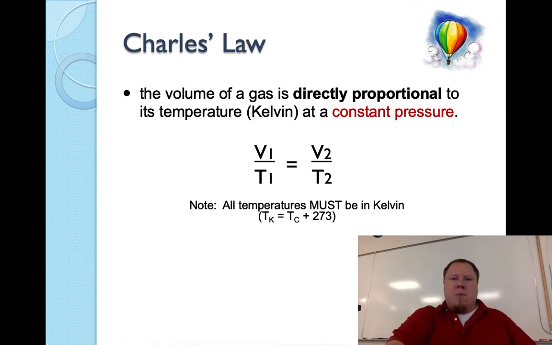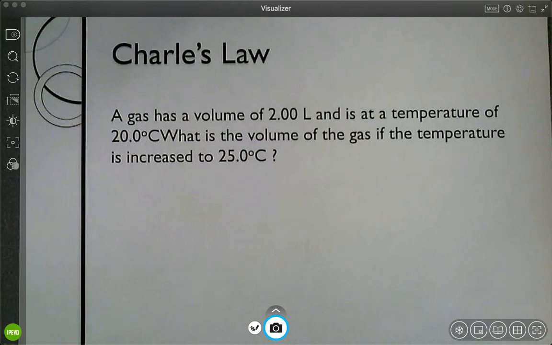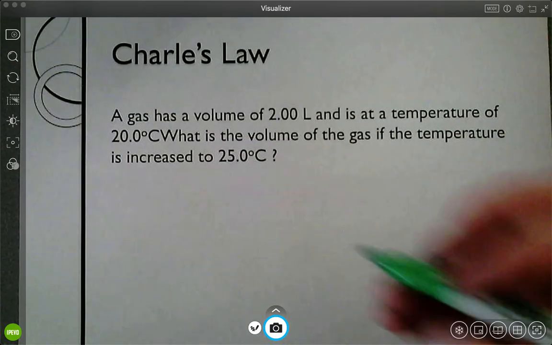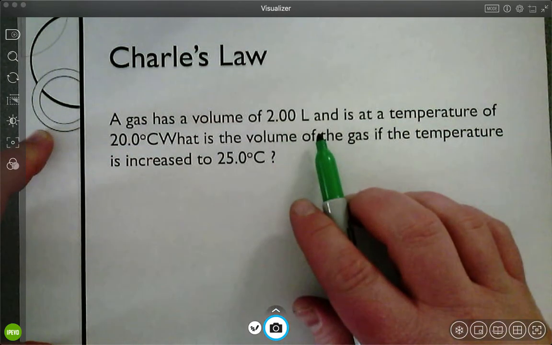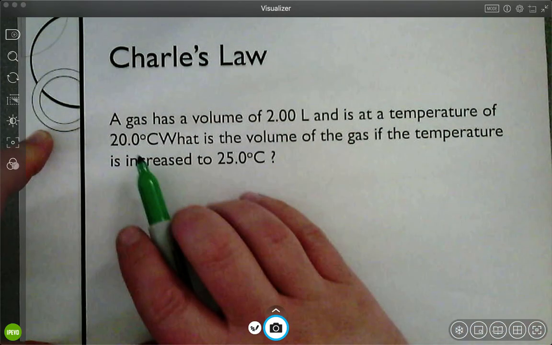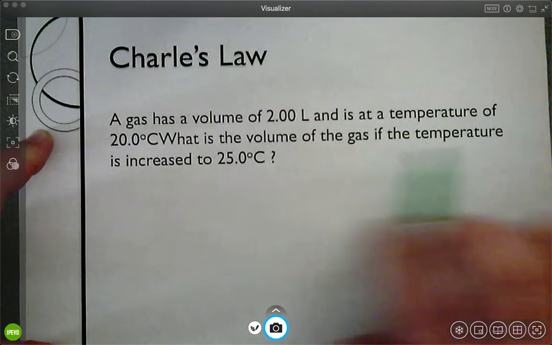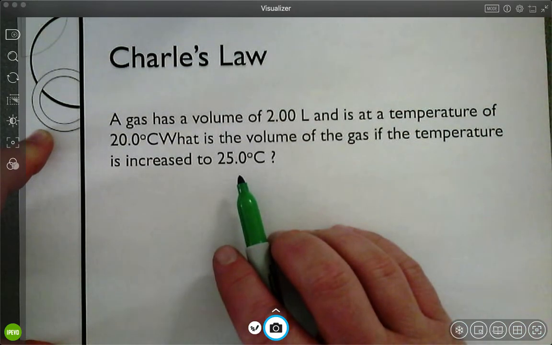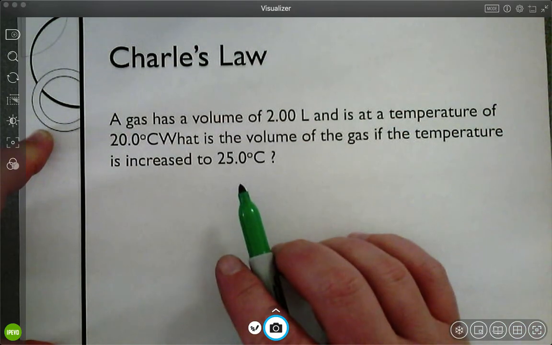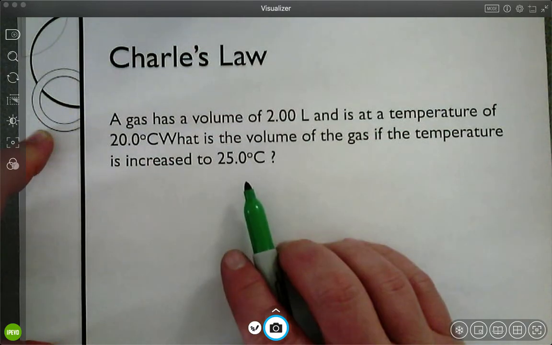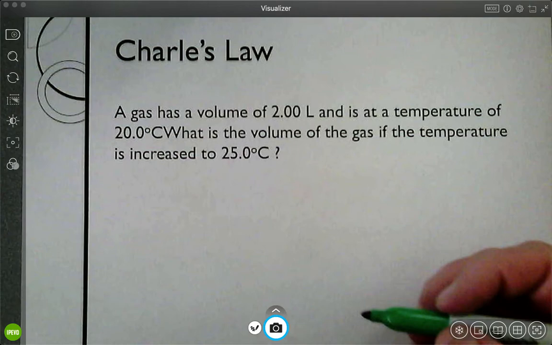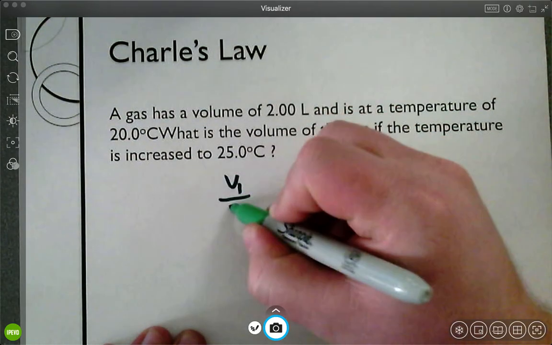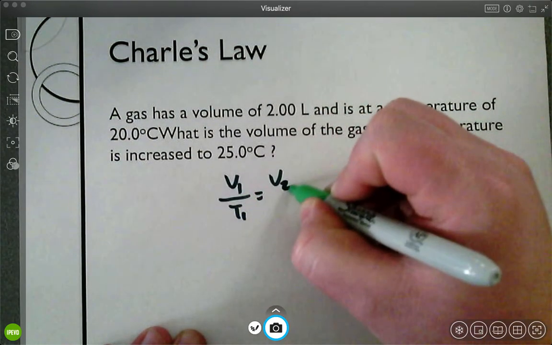So here's an example problem. Here's Charles' law. We have a gas with a volume of 2.0 liters at a temperature of 20 degrees Celsius. What is the volume of the gas if the temperature is increased to 25.0 degrees Celsius? So the temperature is increasing by 5 degrees, so the volume is going to change. It should increase. So we have V1 divided by T1 equals V2 divided by T2.